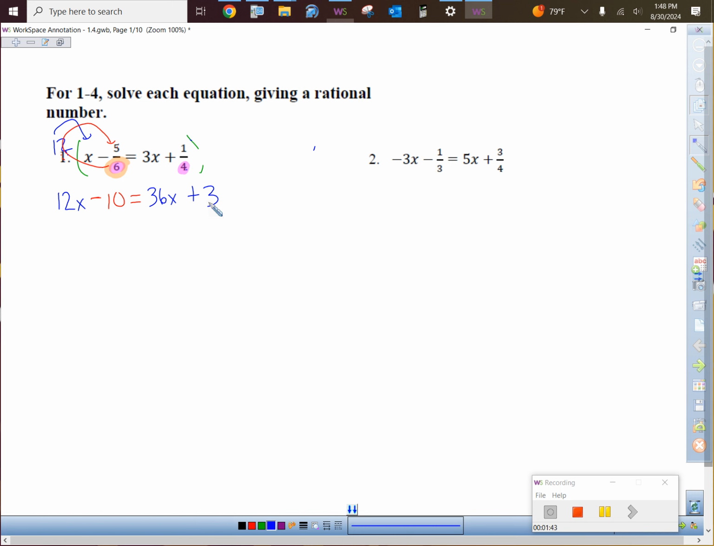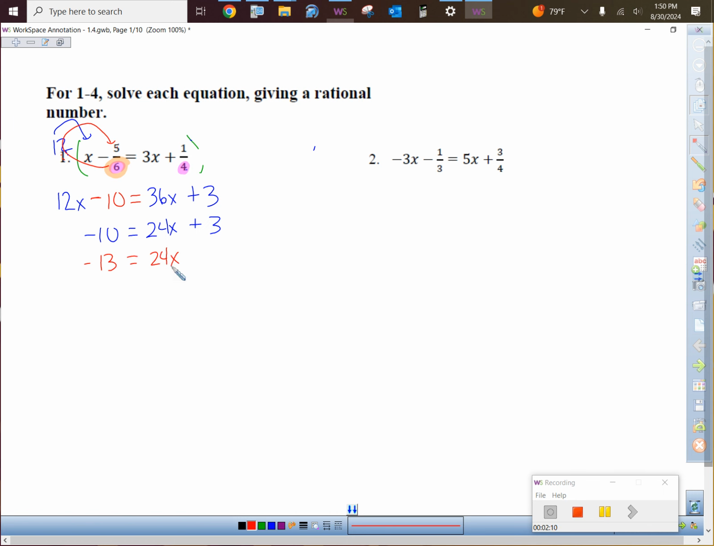Now, that equation is Algebra 1 level, right? So get all the x's on one side, get all the numbers on the other side. Please solve for x. You can pause the video to do so. So I'm going to move the 12x over, and that'd be 24x, right? And then I'm going to subtract the 3 over and get negative 13 equals 24x.